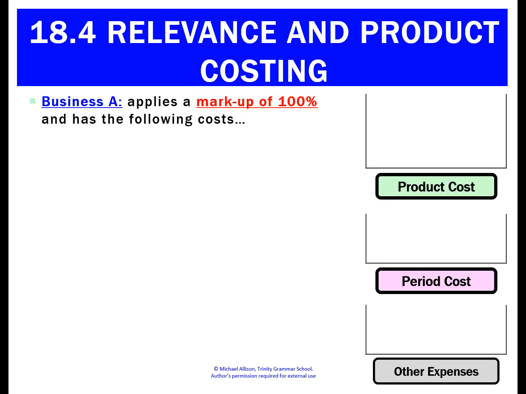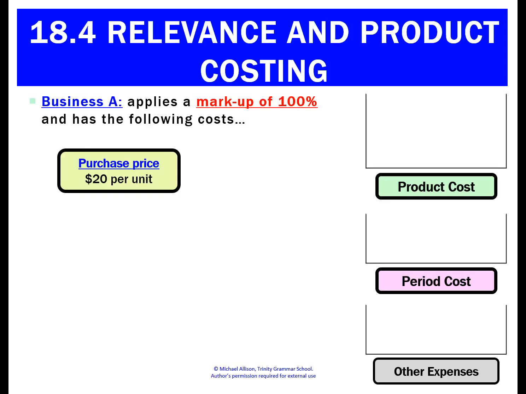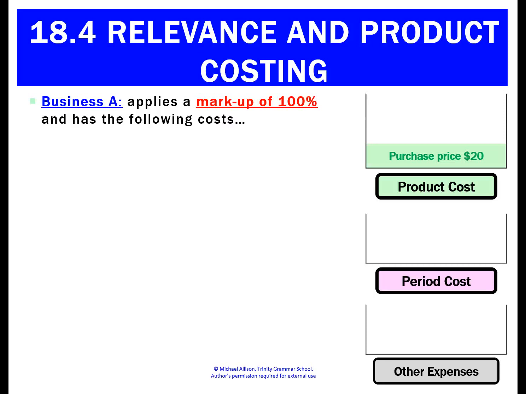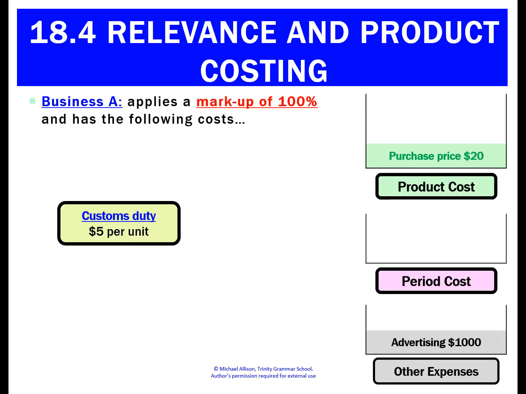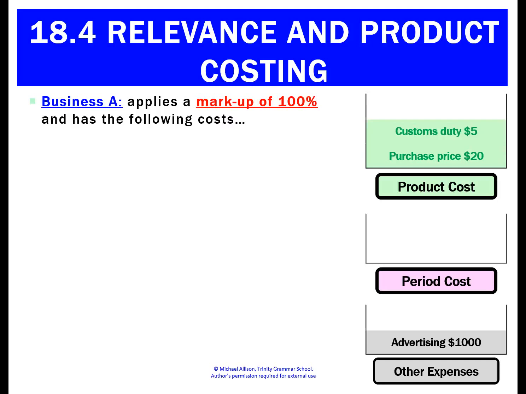We've got business A applies a markup of 100%, has the following costs. We've got the purchase price, so that's a product cost, $20 per unit. Got advertising, $1,000 per month. Not required to get stock ready for sale. I'm going to call that another expense. Got the customs duty, $5 per unit. Required to get stock ready for sale, can be allocated per unit, product cost. Buying expenses, $400, required to sell stock but can't be allocated, so that's a period cost.